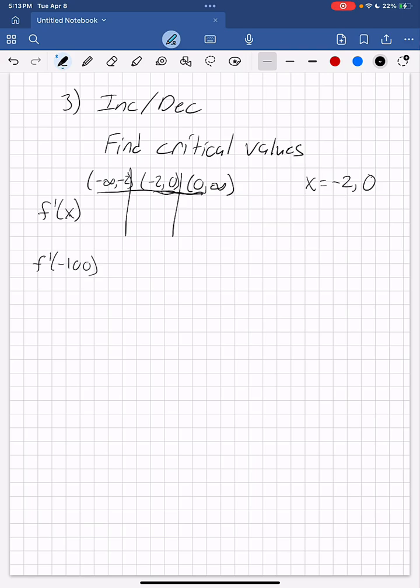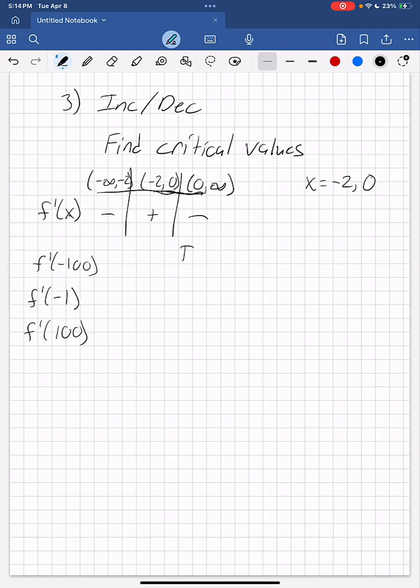And let's say I get a negative out. Okay. Then I'm going to plug in something between -2 and 0 into my derivative. So maybe like -1. I plug it in, maybe I get a positive. And then I'm plugging something between 0 and infinity, maybe 100. Plug it into the derivative and I get another negative.